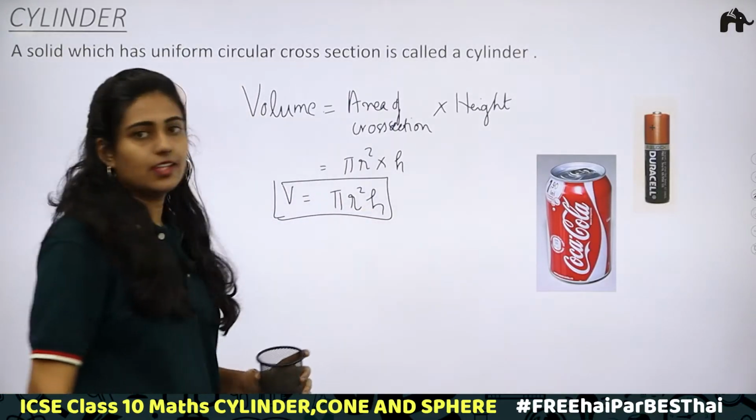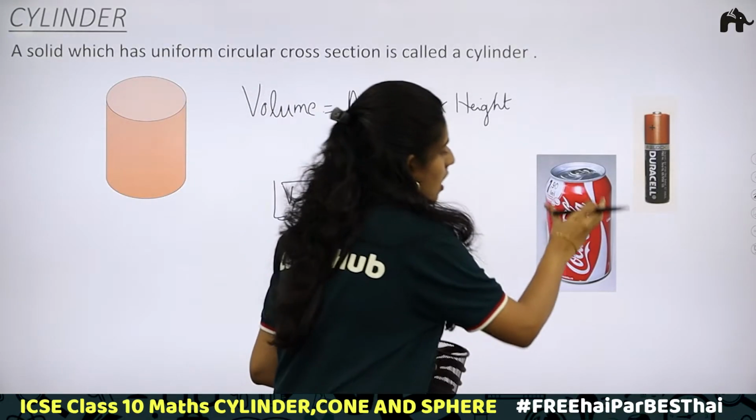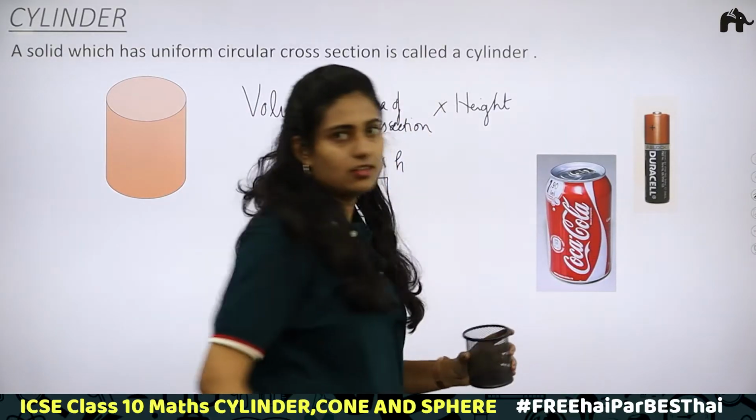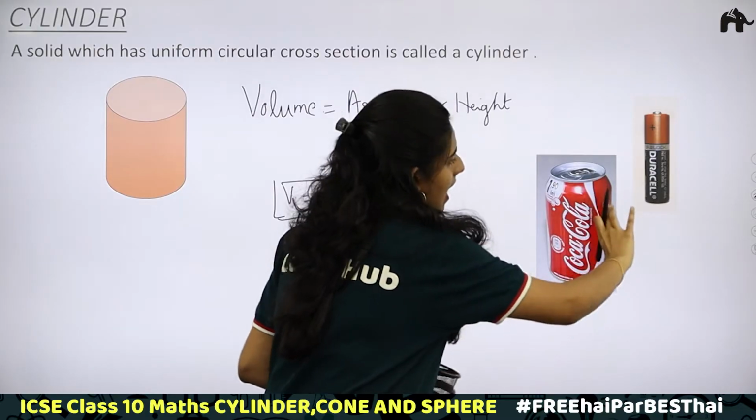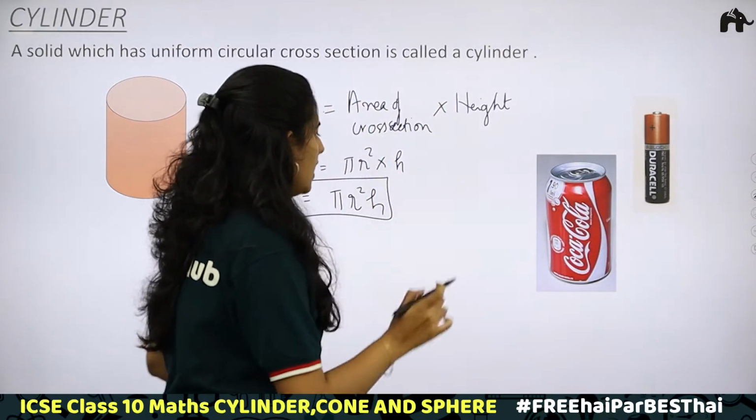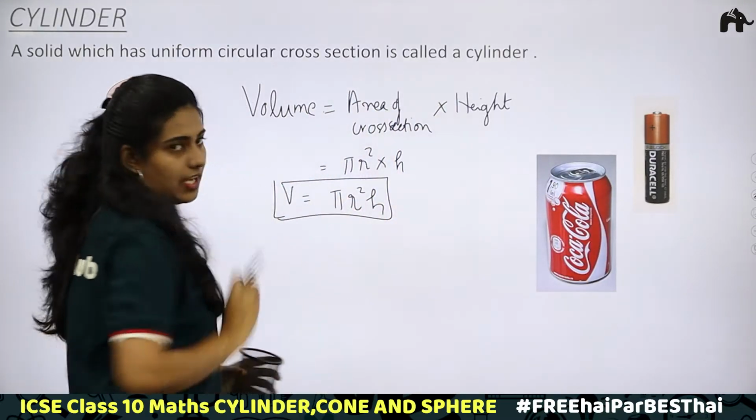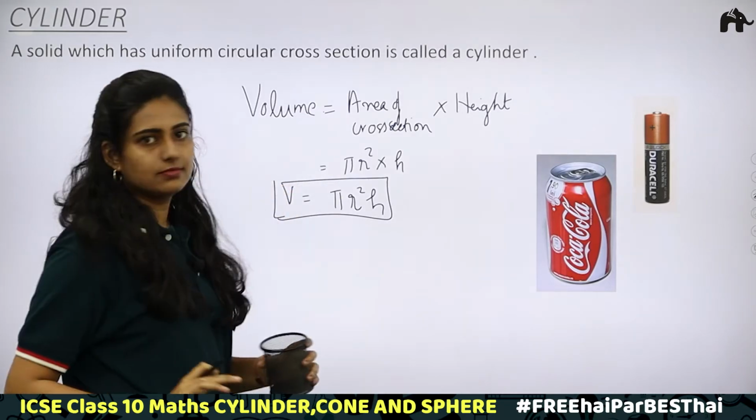Got it? Any doubt? If you want to find how much Coca-Cola this can can hold, you just need to know the radius and height. By measuring the radius and height, putting into this formula, you can calculate the volume.